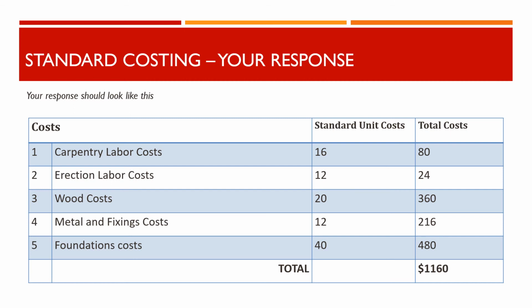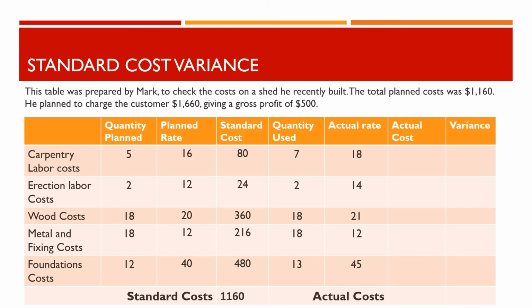The total projected costs would be $1,160. This table was prepared by Mark to check the costs on a shed he recently built. The total planned costs was $1,160. He planned to charge the customer $1,660, giving a gross profit of $500. But Mark had some additional costs, some variances, to the actual quantities and the actual rates incurred. These changes had a negative effect on the total costs for the shed and the actual gross profit Mark made on this job. On the next slide, you can see the impact of these variances from the standard costs.